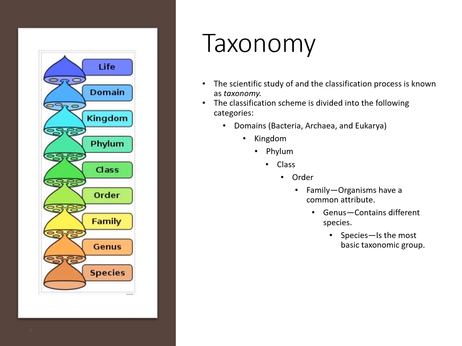First you start with life, and then you move down to domain, which has three categories: the bacteria, archaea, and eukarya. After that, it's divided into kingdom, and then phylum, class, order, and family. Within a family, the organisms have very common attributes. Then it's further divided into genus, and one genus can have several species. And the species, of course, is the most basic taxonomic group.